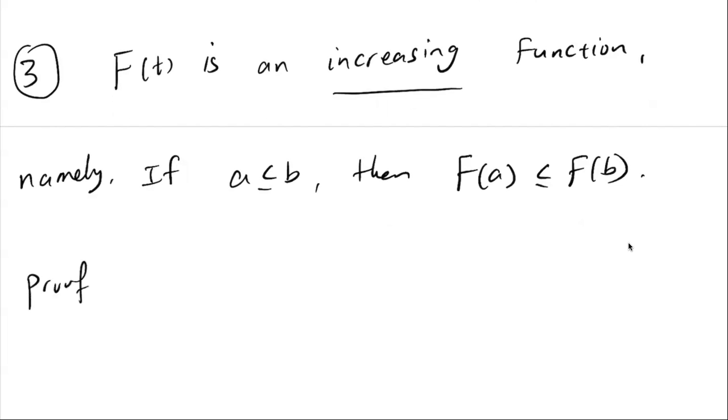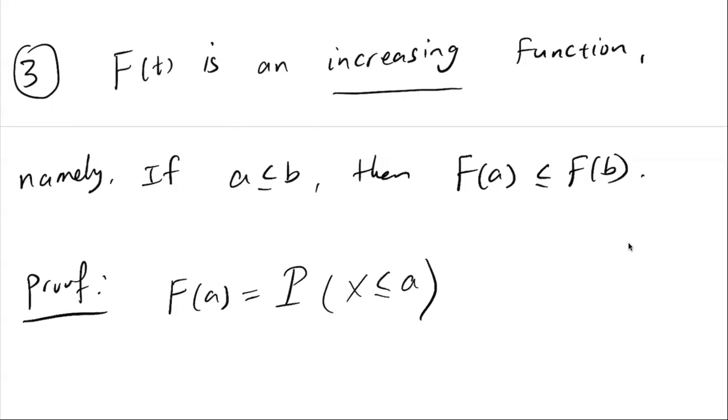Proof. So we have A less than B. And what is the definition of capital F of A? Capital F of A means probability that X is less than or equal to A. And this will be less than or equal to probability that X is less than or equal to B.